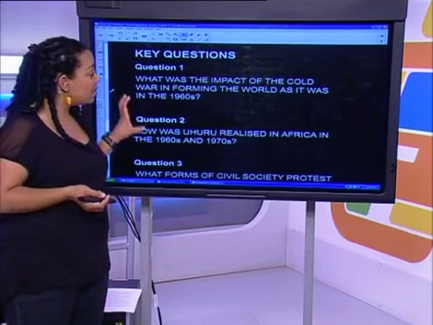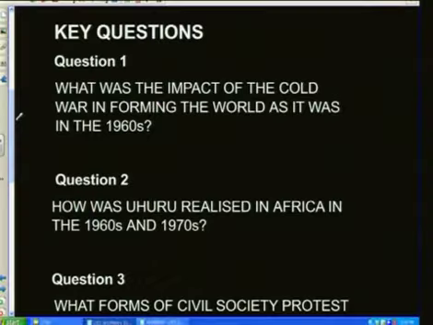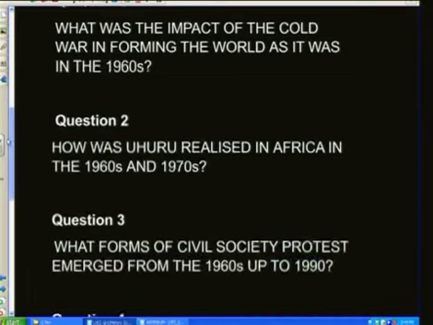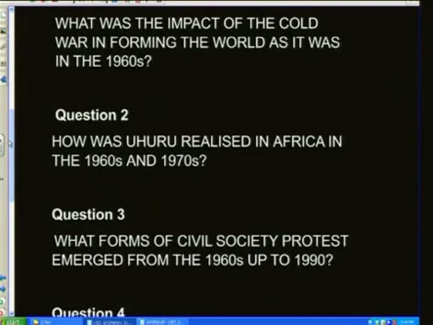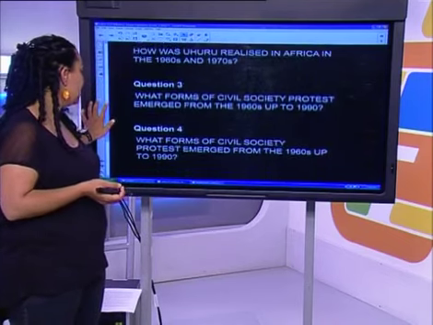Okay, so at this moment, during this segment, we are dealing with the Cold War. The exam focus is what was the actual impact of the Cold War in the world as it was in the 1960s. And then the next section we'll be looking at is Uhuru in Tanzania. So how was Uhuru realized in Africa in the 1960s and 1970s?